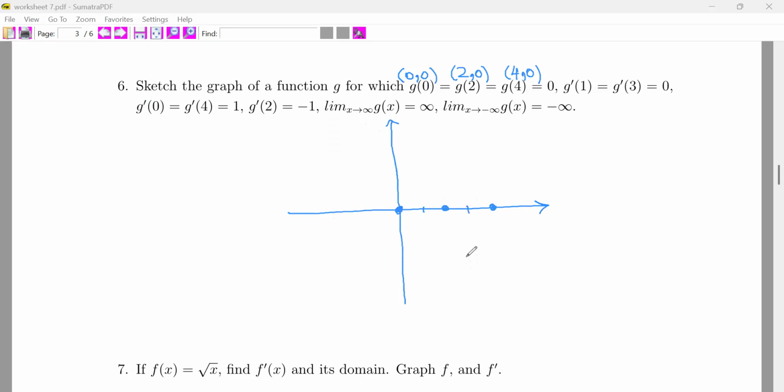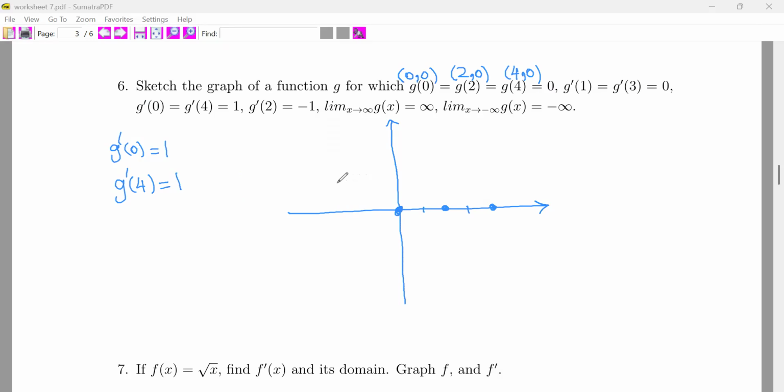Other information, according to the question: g of 0 equals 0 means you have the point (0, 0). Also, you have g prime of 0 equals 1, and g prime of 4 equals 1. We know that the derivative is also the slope. It means that the slopes here are 1. So we would round off our figure at the points that are between these two numbers.